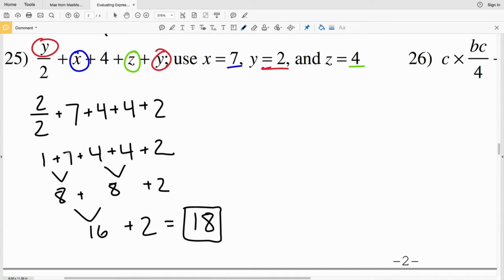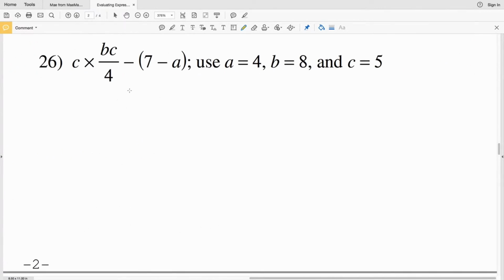18. Here I went ahead and added the 1 and 7 together and the 4 and 4 together. That's because all I had left was addition, and so it does not matter the order in which we add. So I did 1 and 7, 4 and 4, and then lastly I added that to 2.